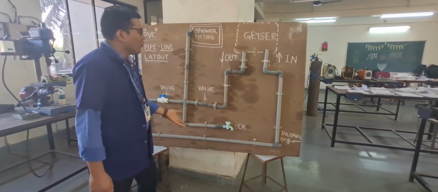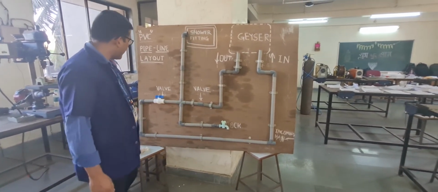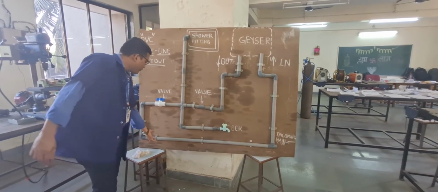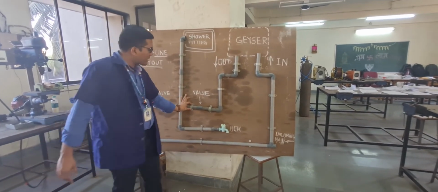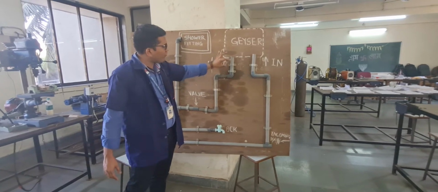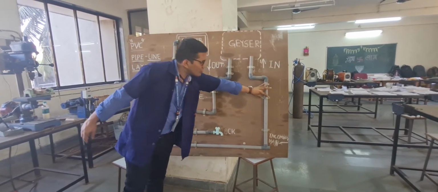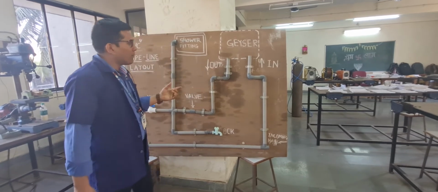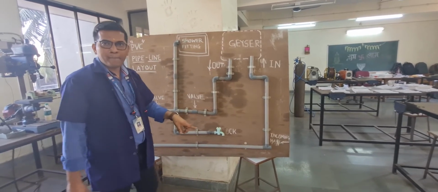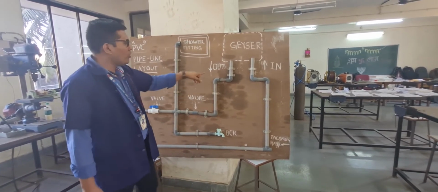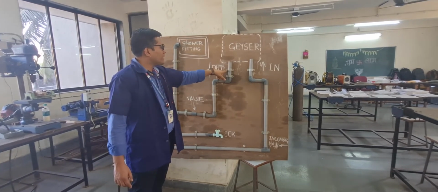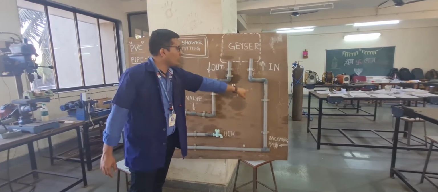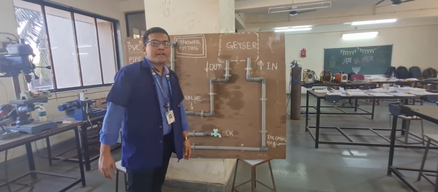The next step is we mark the position of the clamp. This is the clamp for holding the pipes. We mark the position of the clamp. After marking the position of the clamp, we drill the hole at the clamp position. So we drill the hole at this point with the drilling machine.